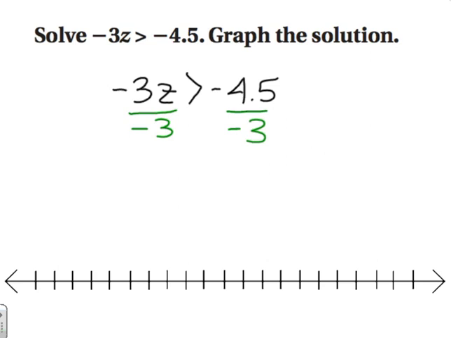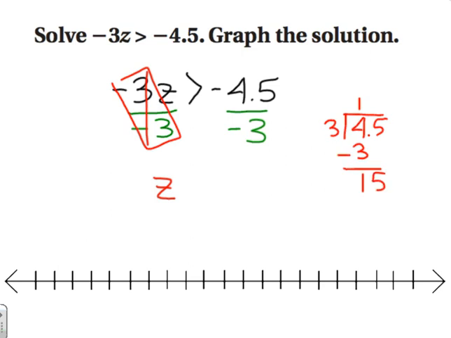Okay, on the left-hand side, negative 3 divided by negative 3 is just 1, so we get 1z. On the right-hand side, negative divided by a negative is a positive. If I do 4.5 divided by 3, this is what that division would look like, and then the decimal will move directly above, and I'm going to get positive 1 and 5/10. Now, because we divided by a negative number, instead of using the greater than symbol, we're now going to use the less than symbol.